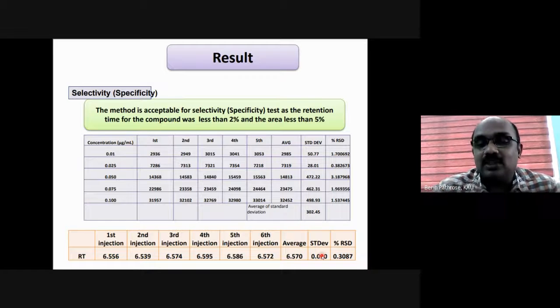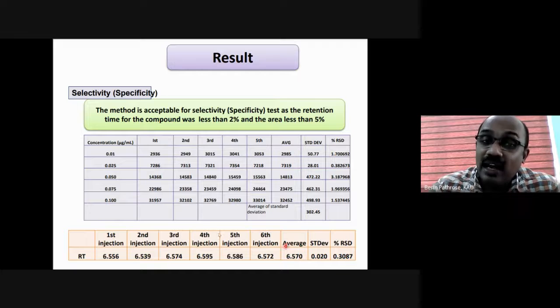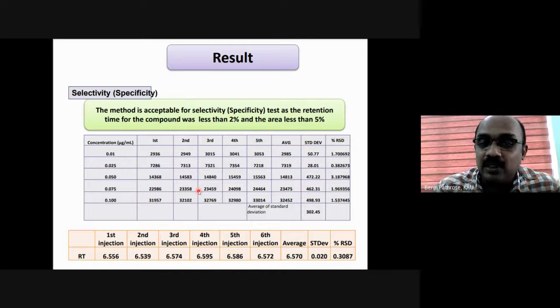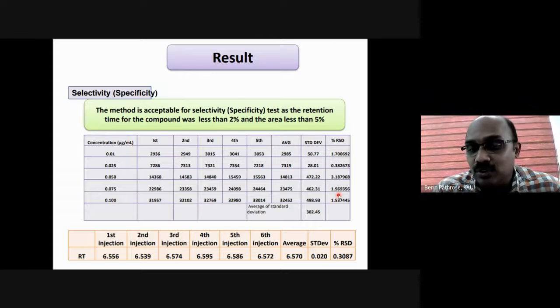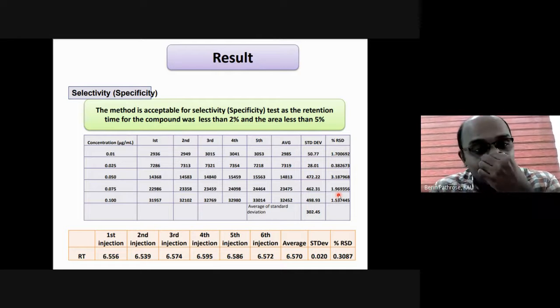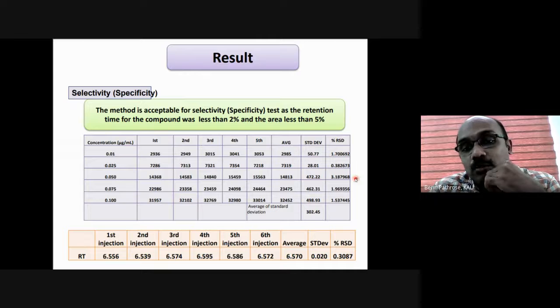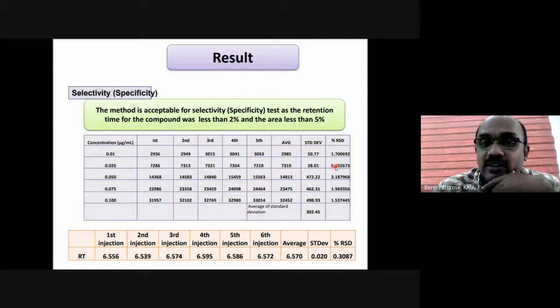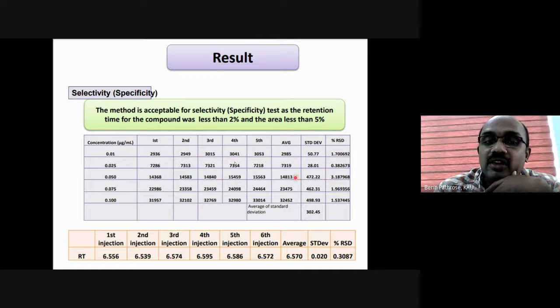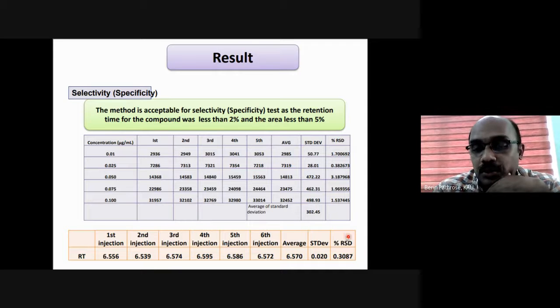So for retention time and area, this is the area. We calculate the standard deviation and relative standard deviation, and the relative standard deviation for peak area should be less than 5, written over here. For all the concentrations it's less than 5, and for retention time it should be less than 2. So that is over here. This is the selectivity part.